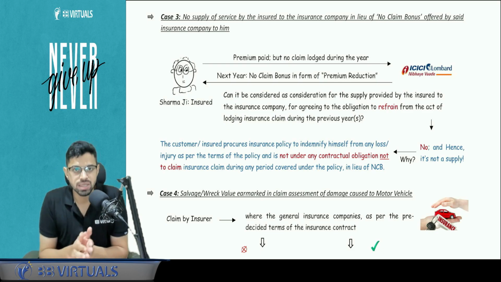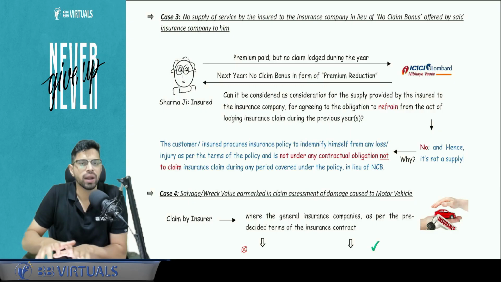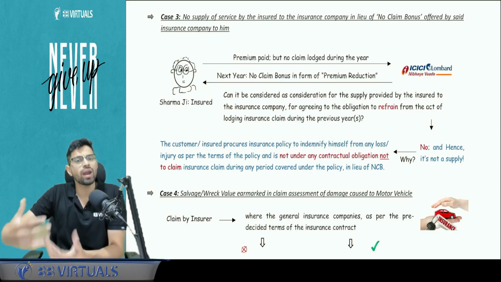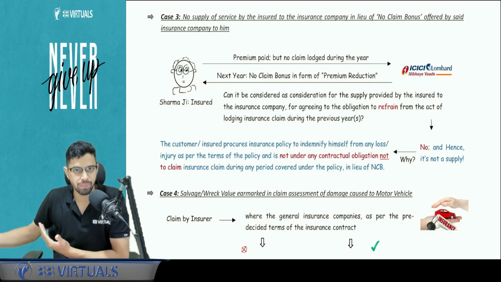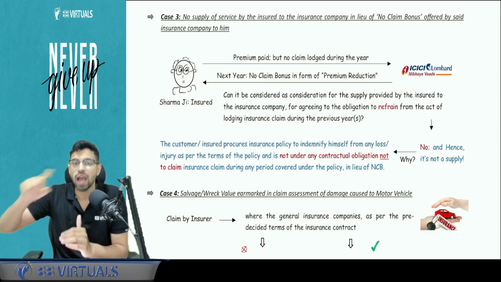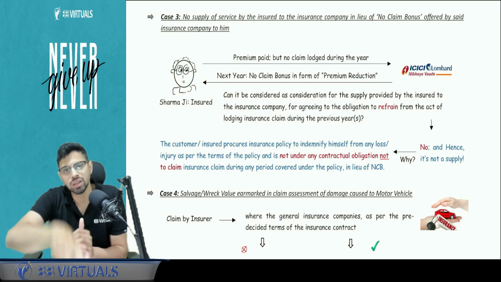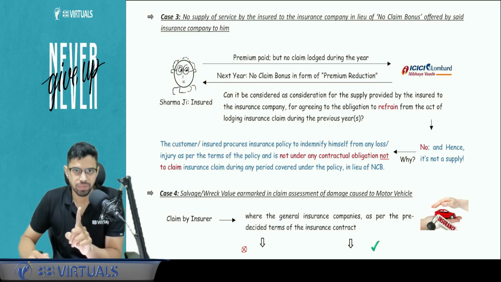You always have to understand with what intention you are entering into a contract. I entered into this contract to provide indemnity in case, touchwood, I fall ill and then hospital bill is there. I was not under contractual obligation to not file claim. I was not with the intention to earn the no claim bonus. It just happened on the sideline. So that is not a consideration because intention was not there, obligation was not there.